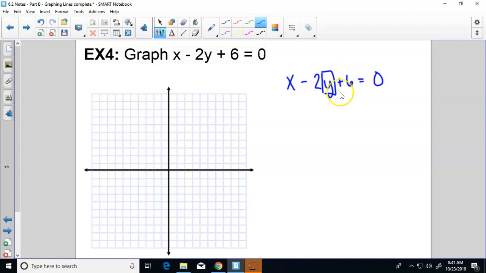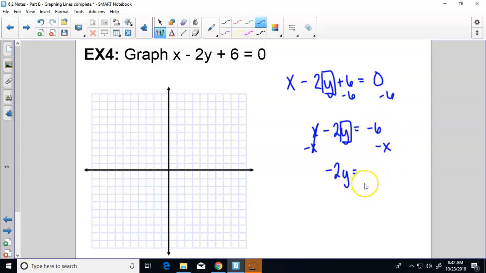6. Alright, so we can subtract the 6. And so we got x minus 2y equals negative 6. Cole, what would you do next? I feel like you have to move the x. We do. How are we going to move that x? Just subtract the x. Alright, so that'll leave us negative 2y equals what?